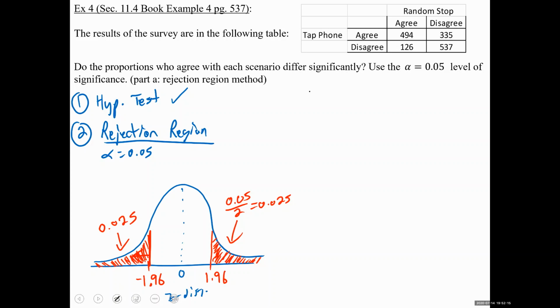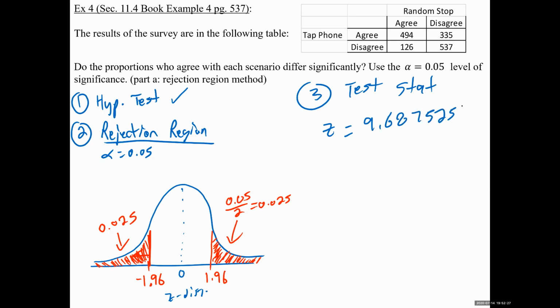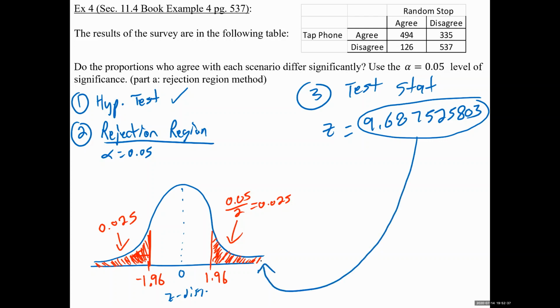Okay, then the third part would be to find the test statistic, which we already did. I'll just remind you what the answer was. It was z equals 9.687525803. And then you check to see where this lands in the picture. It just has to be a little bit bigger than 1.96 to be in the rejection region. It's way bigger than 1.96. It's definitely in this red shaded region over here. It's really far in there. And so therefore the conclusion is reject H0.